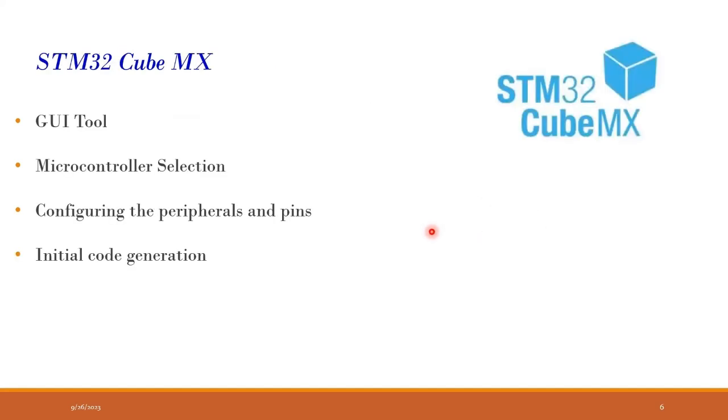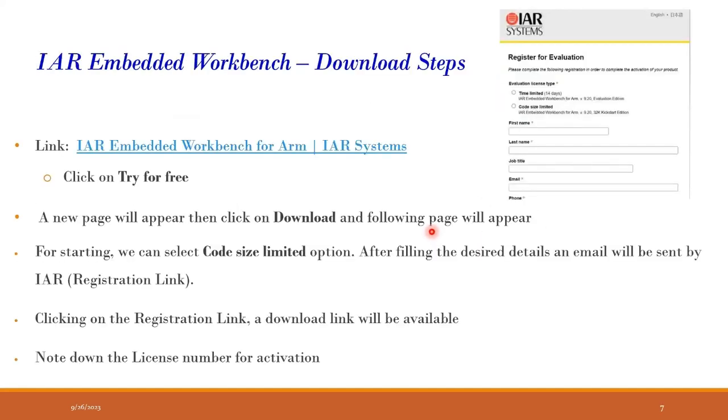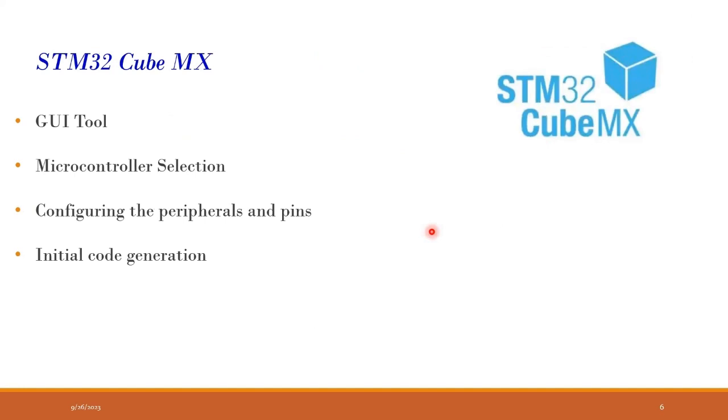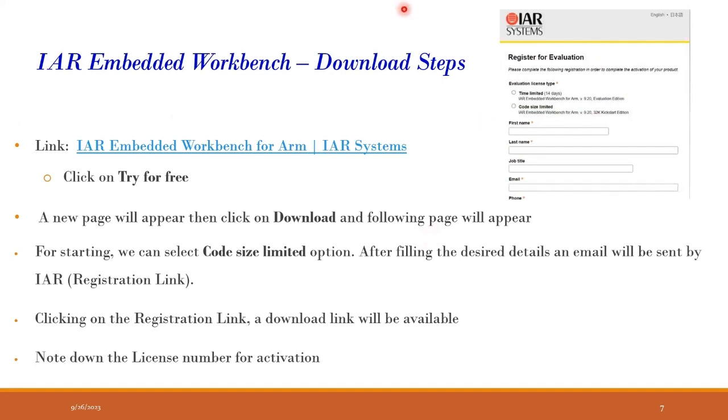Okay. So they had shown how to download STM32 CubeMX, etc. Now how to download this IAR Embedded Workbench. Okay. For this IAR Embedded Workbench, these are the steps written over here, which you can follow. You have to click on try for free and use the code size limited option. Okay, you have to use the code size limited option.